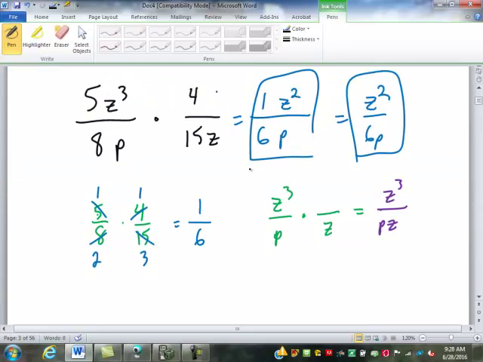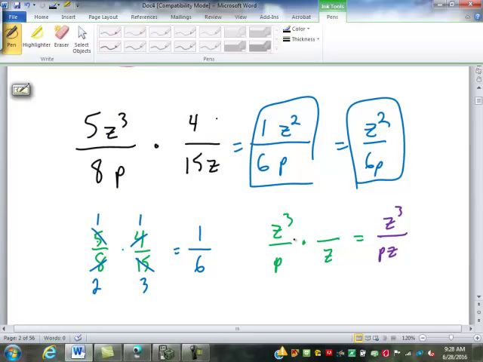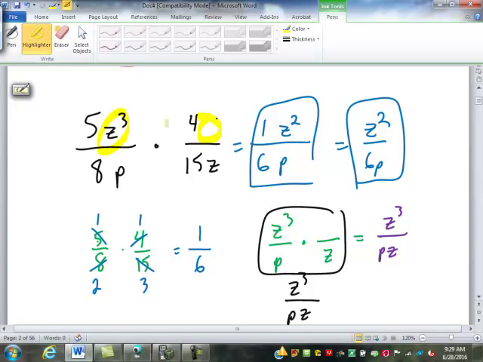The key with the variables, rather than writing it like this, you could just put them all together and say, okay, I've got Z to the third, I've got PZ, and combine them that way. That works too. I just like to keep it this way because I don't like skipping steps. All I did is pick out the variables that are on top, which is just Z to the third, and on the bottom I just have P and Z.